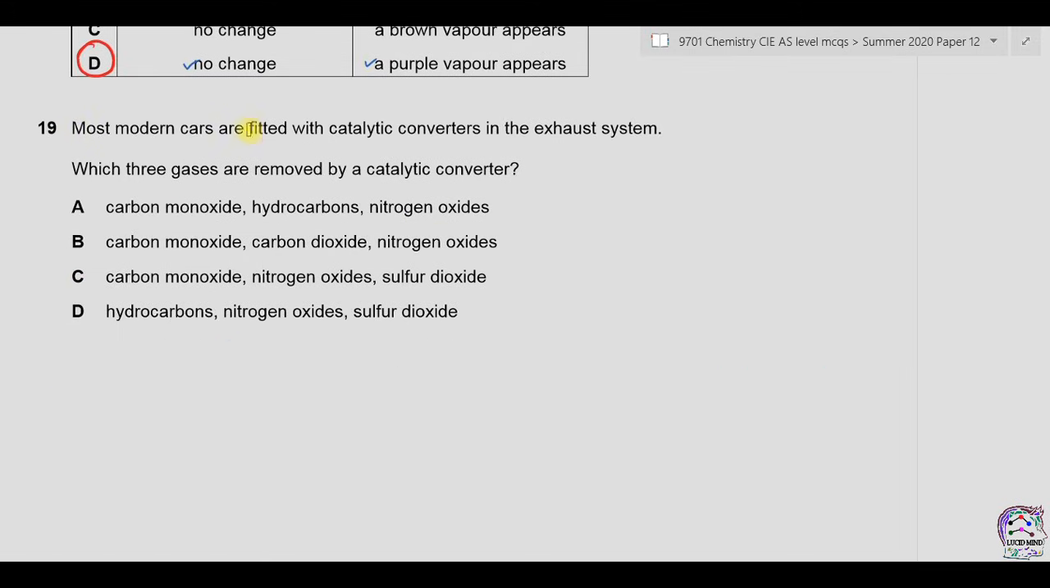Question 19. Most modern cars are fitted with catalytic converters in the exhaust system. Which three gases are removed by the catalytic converter? As we know, in a catalytic converter, gases like carbon monoxide, nitrogen monoxide and unburnt hydrocarbons are converted into harmless gases. CO and NO are converted into CO2 and N2, and unburnt hydrocarbons are converted into carbon dioxide and water.